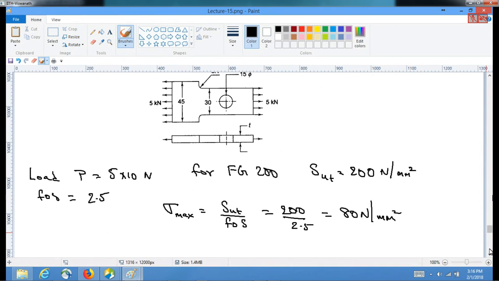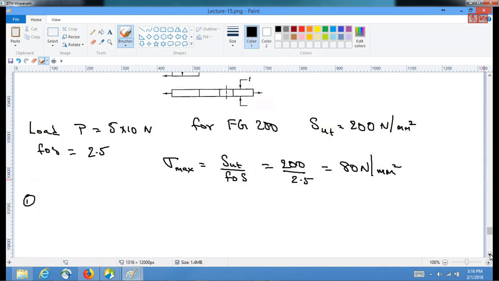Then we know this is the first critical cross section. So the first one is a flat plate with shoulder and fillet.